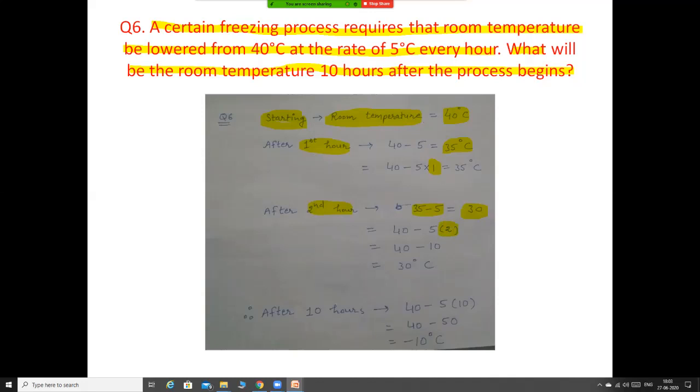Likewise, after 10 hours, in place of this 2, we write 10. After 10 hours, 40 minus 5 into 10, that is 40 minus 50, which means minus 10 degrees Celsius. So this is the room temperature after 10 hours. Okay.